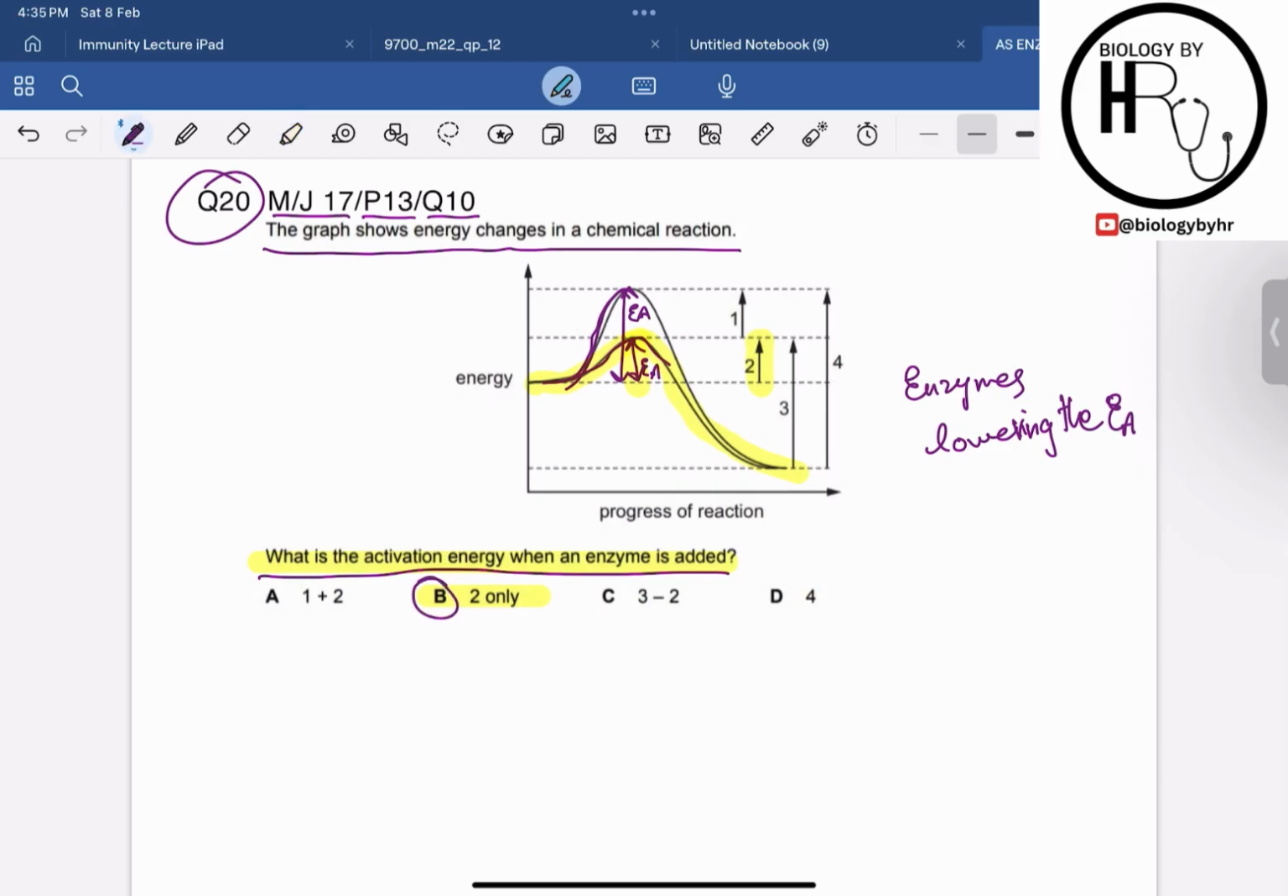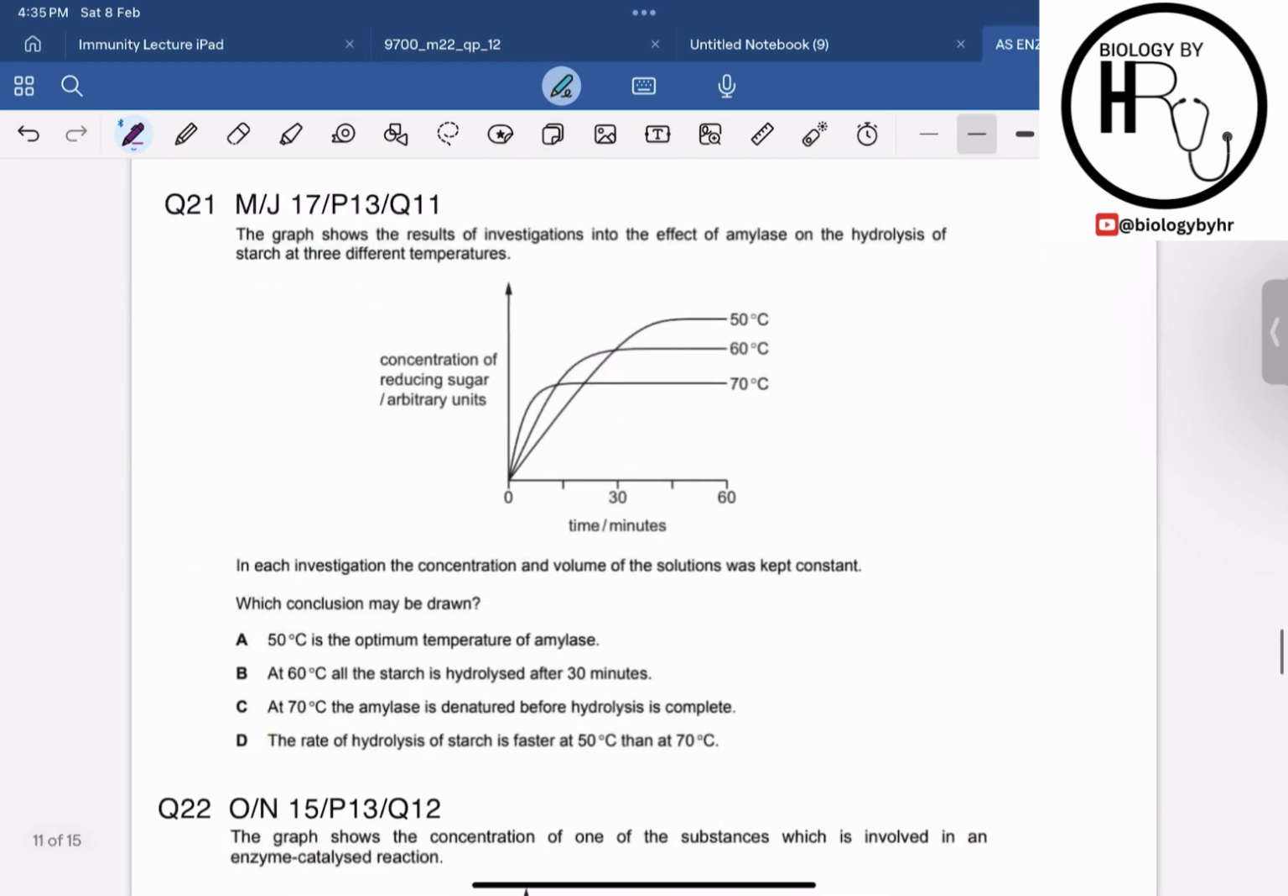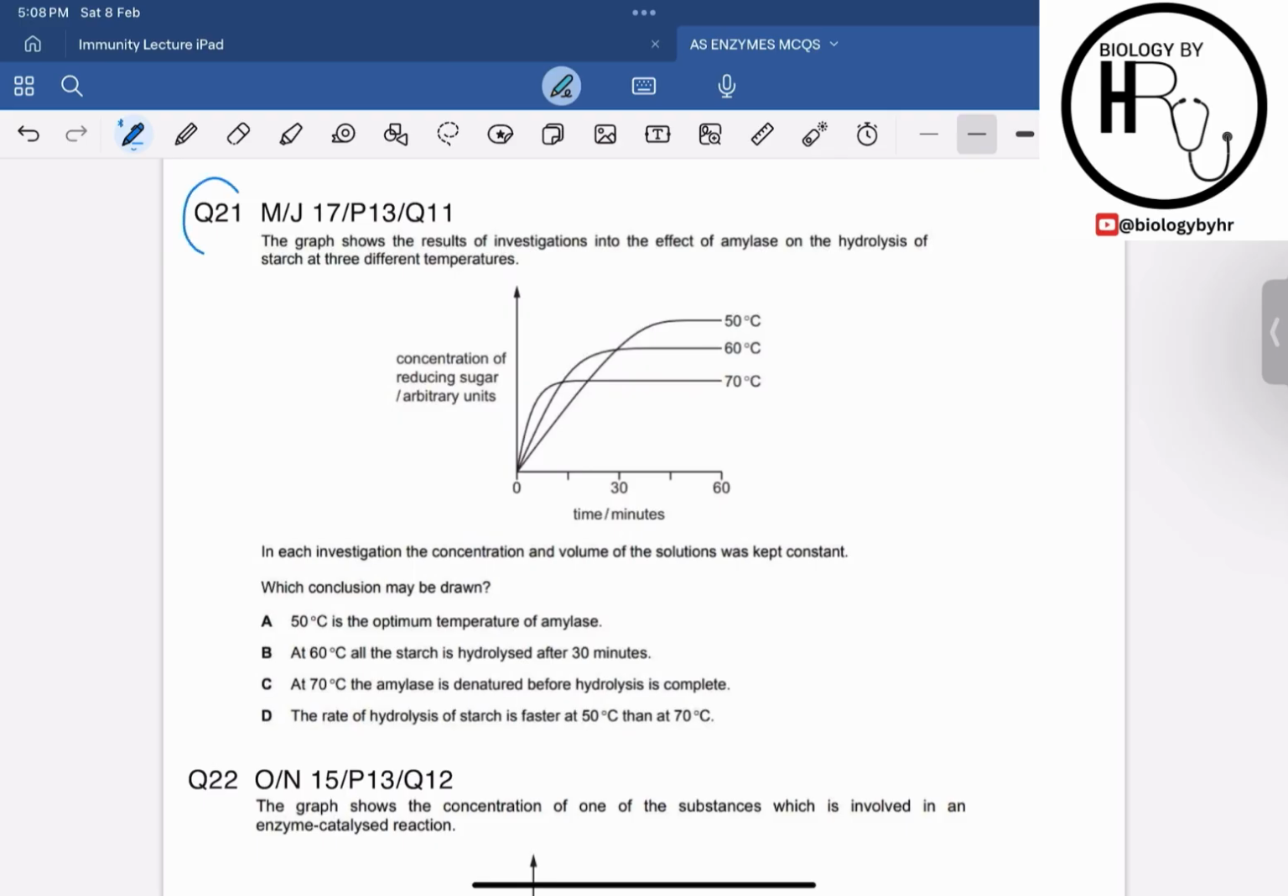They are talking about the activation energy. So the activation energy for the reaction where the enzyme was added is represented by 2. I hope that this MCQ is clear. Now let's move on to question 21. Alright, so now let's move on with question 21.